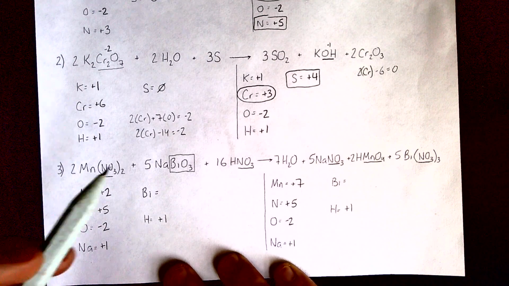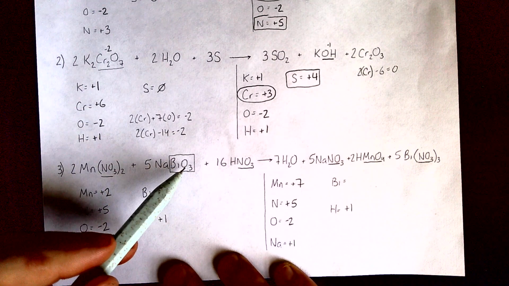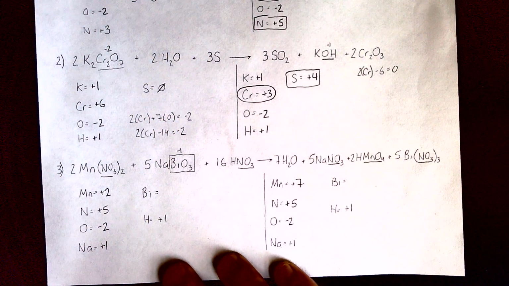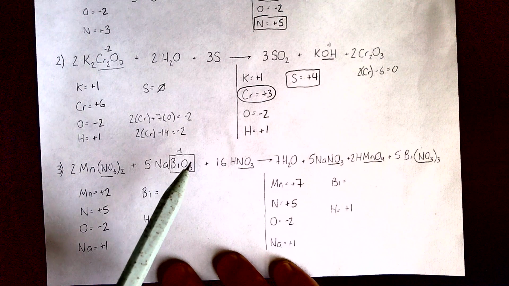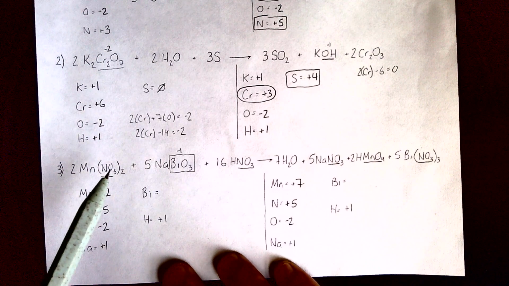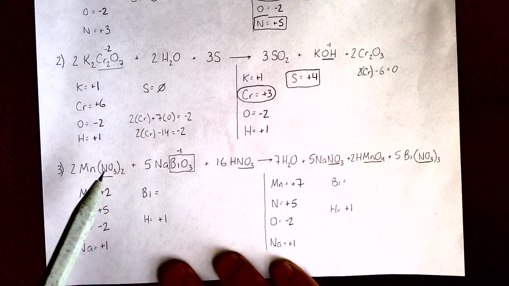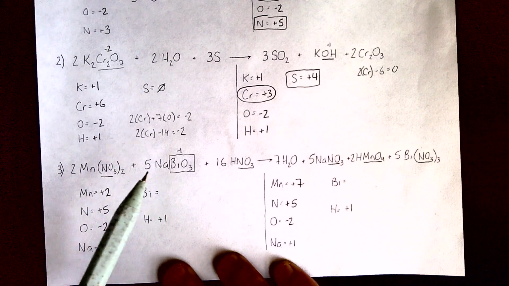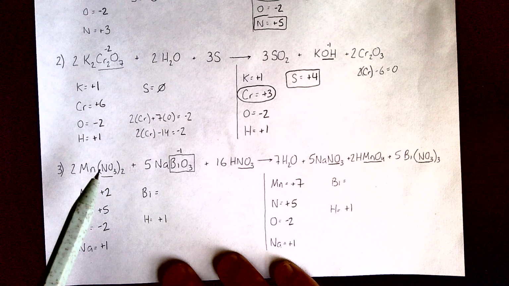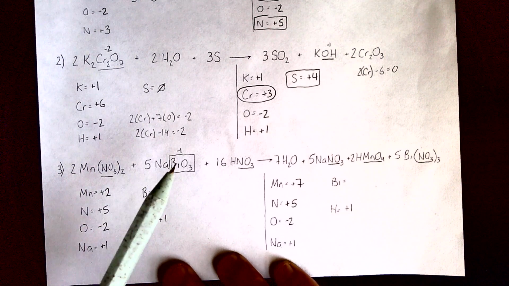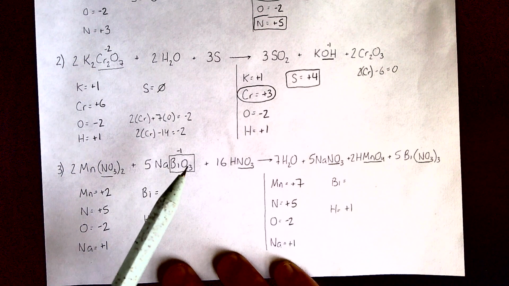And this tells me that bismuth O3 must be a polyatomic ion with a charge of -1. And there are 3 oxygens, just like there are 3 oxygens here. And so bismuth and nitrogen here are going to have the same oxidation number because they're doing the same thing with oxygen.